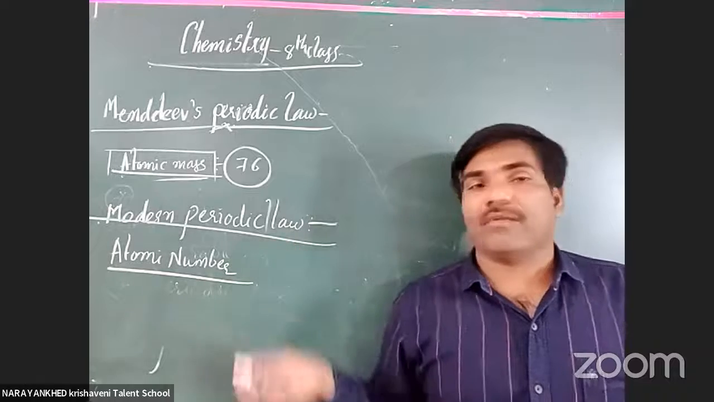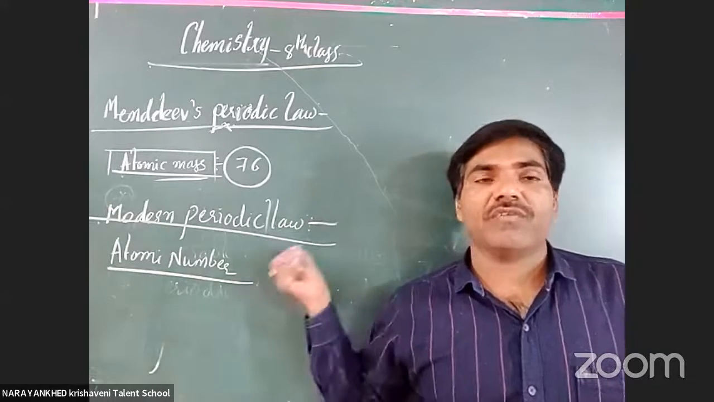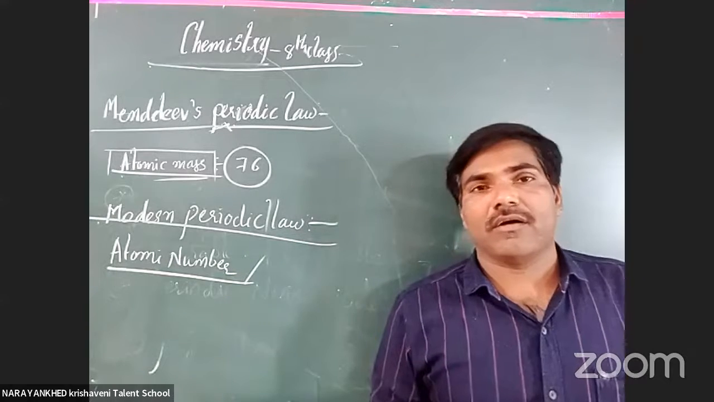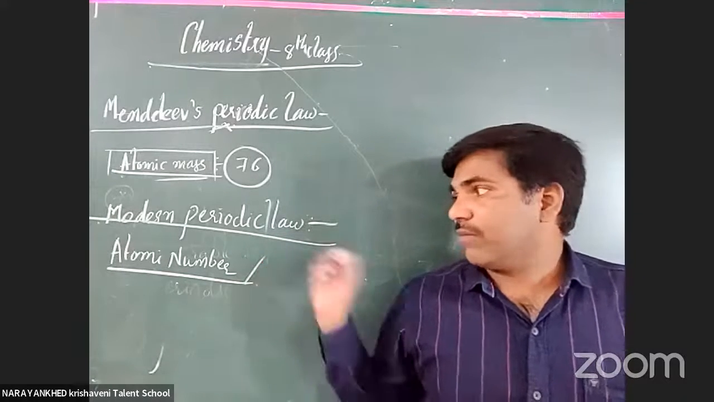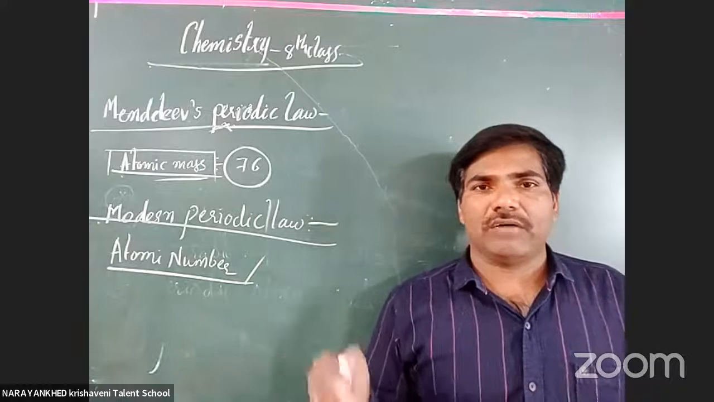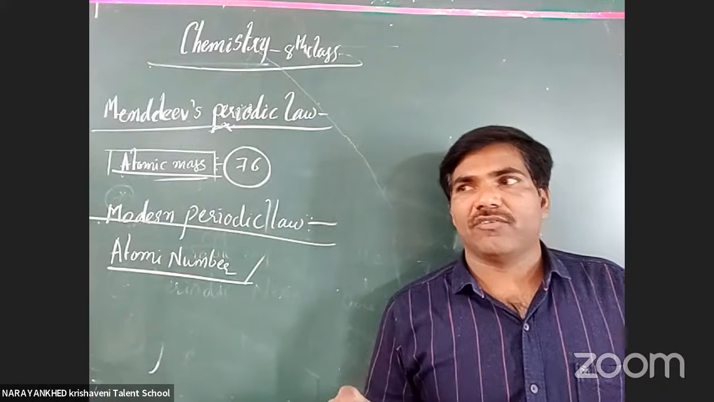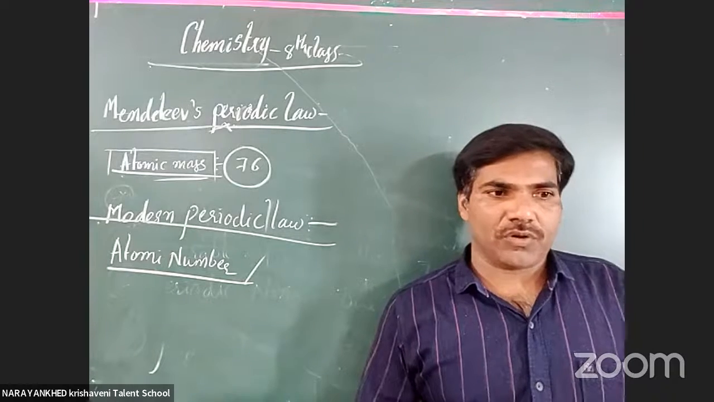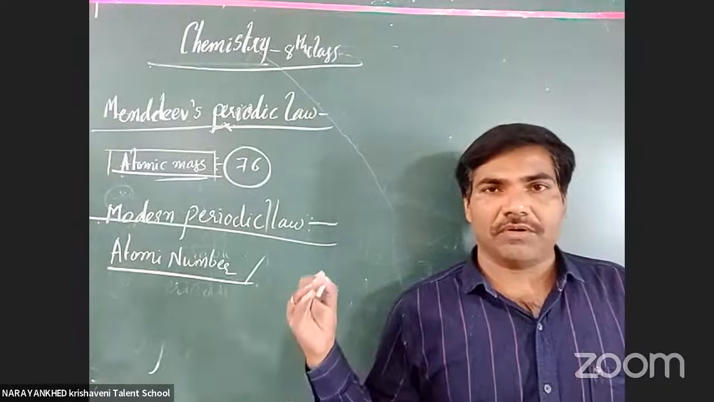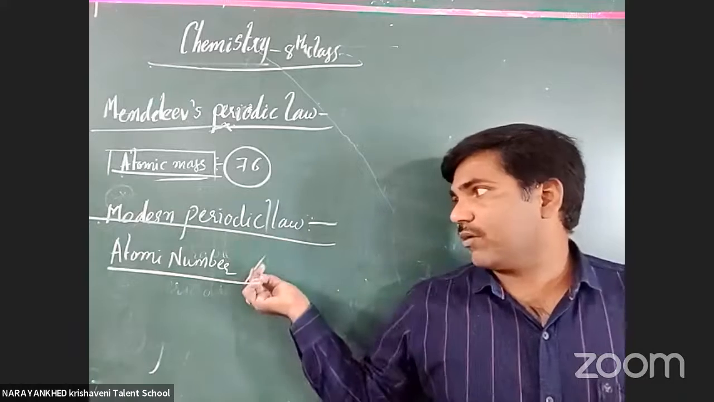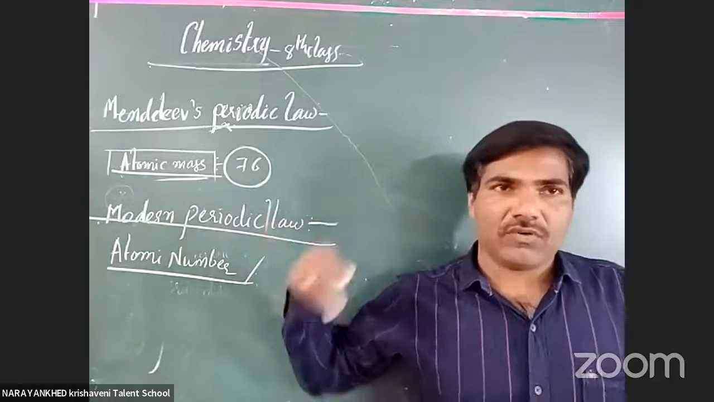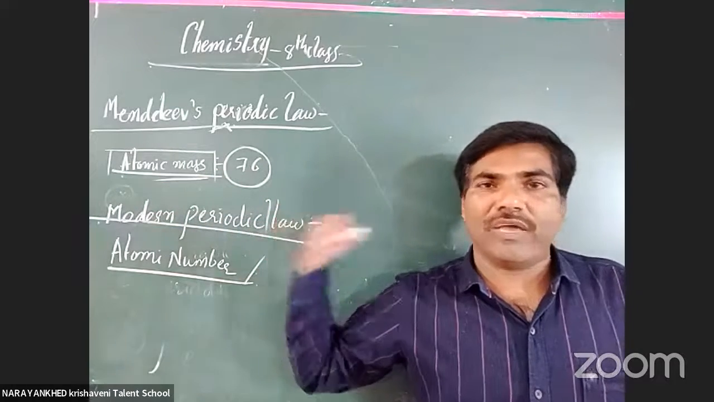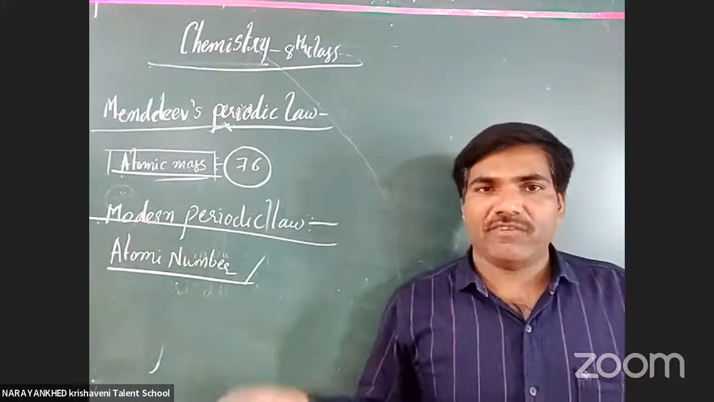Next is the modern periodic law. Which one is called the modern periodic law, and what is the modern periodic component? Atomic number. You know very well what atomic number is; yesterday we already discussed it. Which one is called atomic number? Either the electron number or the proton number is called atomic number. That atomic number is what periodically explains the properties of the elements.